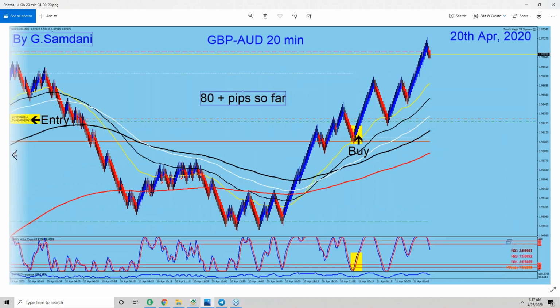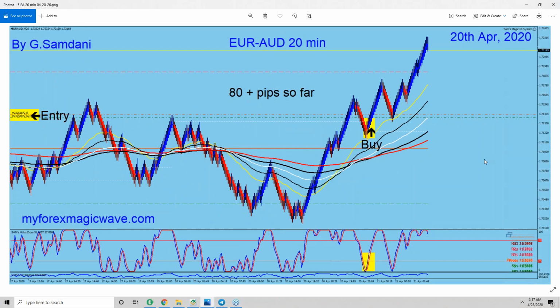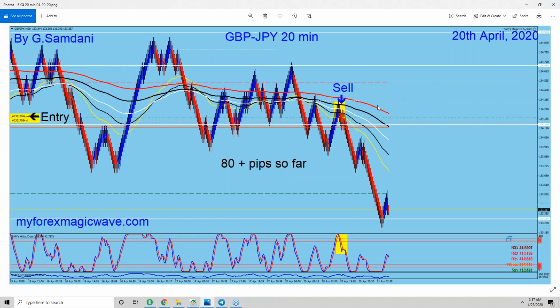What's the difference between this and Pound Aussie and Euro Aussie? It was because of Aussie weakness. Okay, same setup. You see this setup everywhere. If you learn and pay attention, you'll find it. 80 pip here. Next trade here. This is a short. Same story, just the opposite.